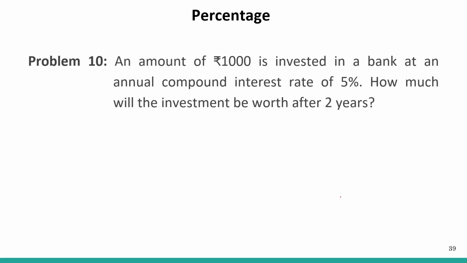Let's see problem number 10. An amount of 1000 is invested in a bank at an annual compound interest rate of 5%.